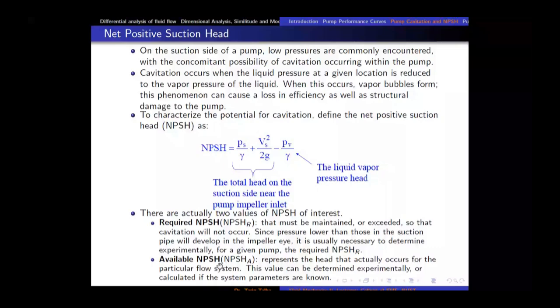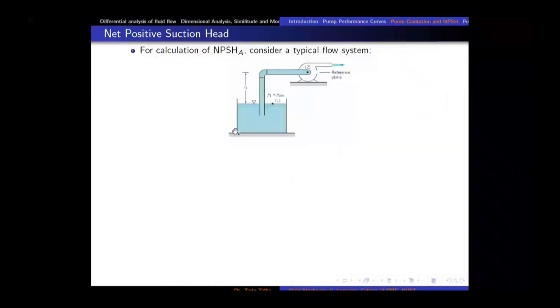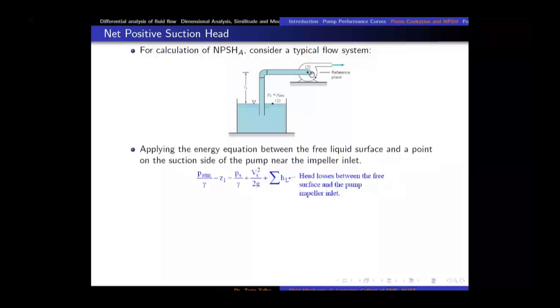What I meant to say with that is, if you see here, for the calculation of net positive suction head available, there are these two points. This is the suction side of the pump here, and this is the storage tank from where we are drawing the water. If we take the tank surface as a reference point, it means this is the height across which the water needs to travel upwards to the suction side of the pump, right? So applying the energy balance between the free liquid surface and a point on the suction side of the pump near the impeller blade, which is point 2.